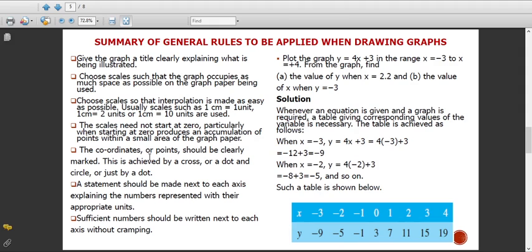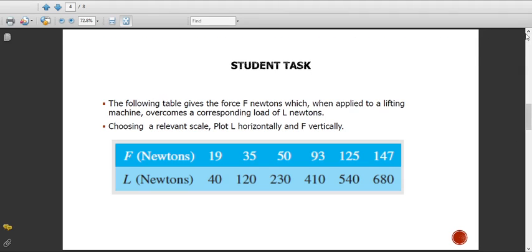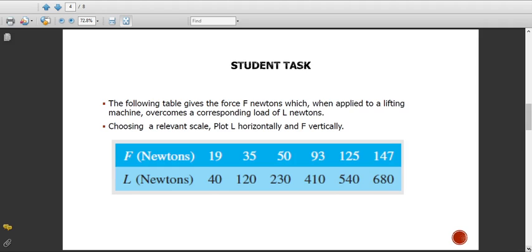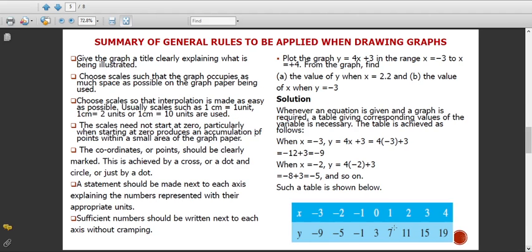The coordinates should be clearly marked. For example, if we check our previous graph, we see that the coordinate point A is well marked off using a dot. We can even have a circle on a dot, or a cross. Each point that you're plotting on the graph should be well marked and easily identifiable.